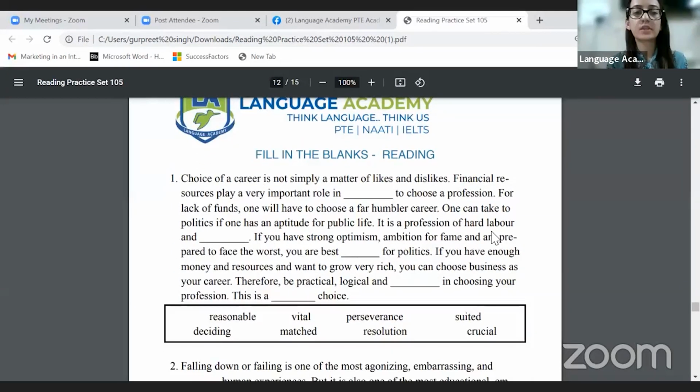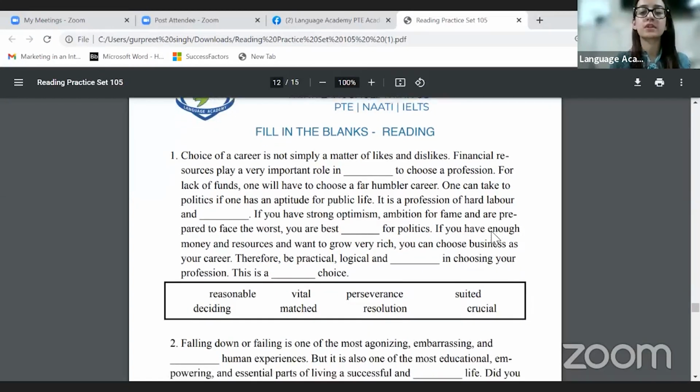Let's begin with reading blanks. You have the first question on your screens and you have 2 minutes to post your answers.